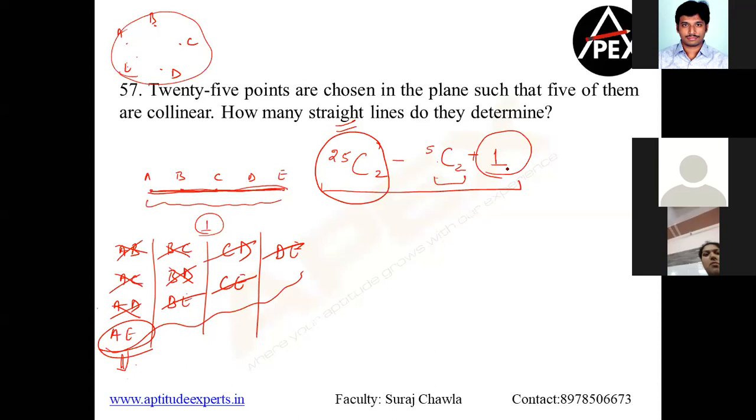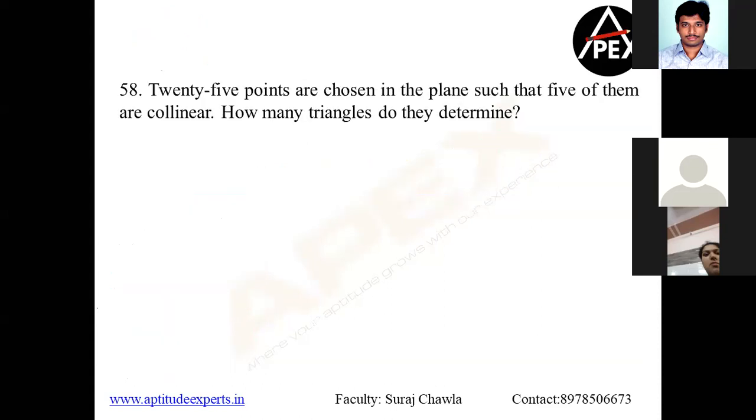Clear, guys? Let's move forward. So with the help of 5 collinear points, no triangles can be formed. So first assume all of them are different points, that is 25C3, and from here take out all the triangles that can be formed with the help of 5 collinear points.